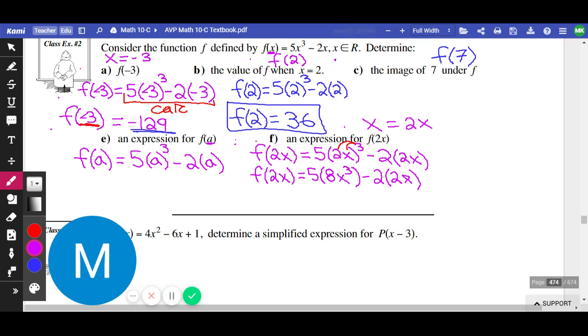Alright, for f, there's still one more thing we can do. So we simplified the exponents, now we need to simplify any coefficients that we have. Remember that when you had two coefficients beside each other, you could actually multiply them together. So for this equation, we would finish it off with f of 2x equals 5 times 8 is 40x cubed, minus 2 times 2 is 4. So I get 40x cubed minus 4x.